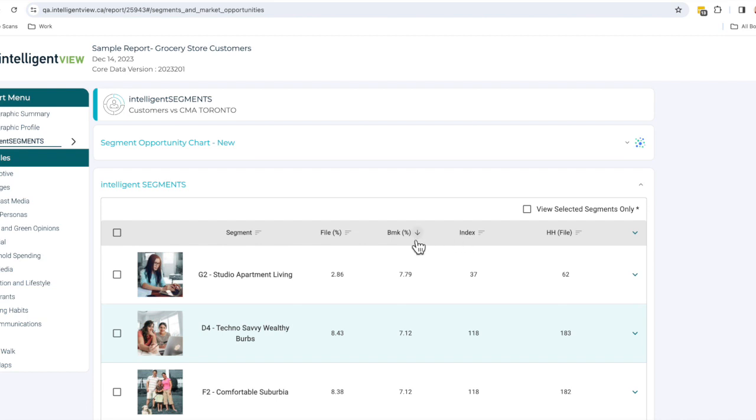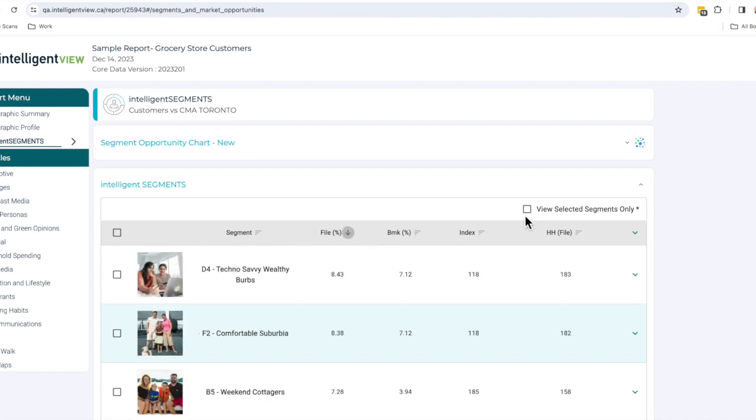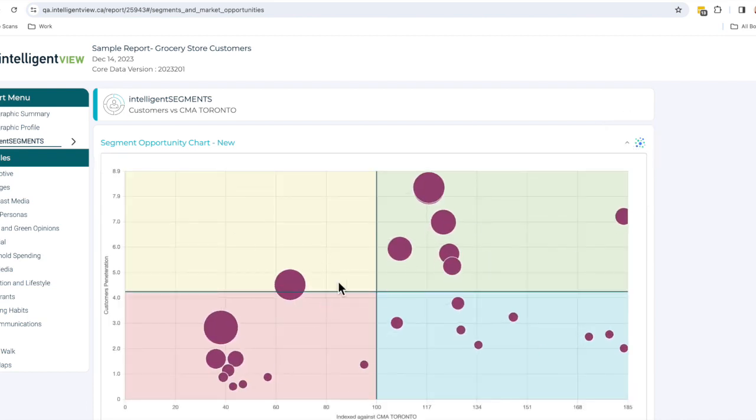The segment opportunity chart, however, takes care of that issue by plotting all these elements on a graph, which allows you to quickly and easily identify the top performing segments. Let's start with a quick look at the main levers on this chart.